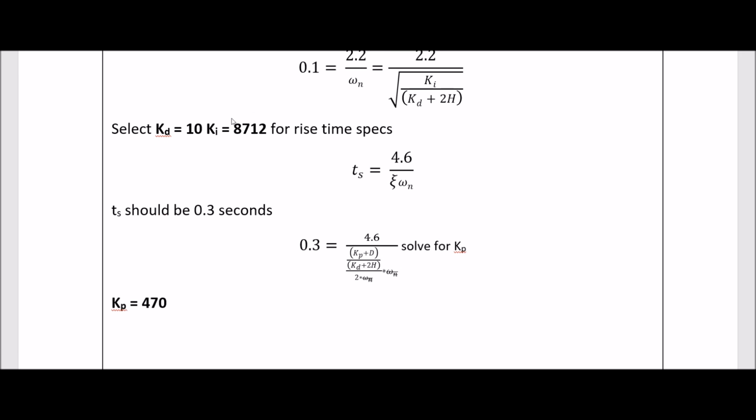For the settling time specs that we're going to use to find Kp, we know the settling time is equal to 4.6 over the entire omega frequency for n. So our settling time should be 0.3 seconds, which is then equal to this equation here, and our total omega is going to be Kp plus d over Kd plus 2h, all over 2 times omega, but the omegas cancel, which just gives us this then on the denominator, and solving for Kp, we then get Kp is equal to 470.